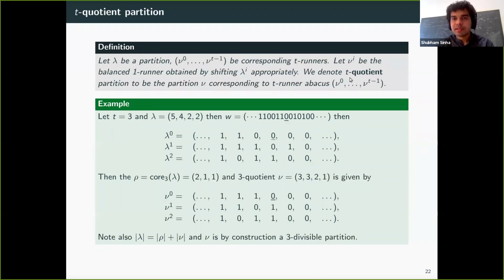So as I promised earlier, I'll define the T-quotient partition. It's nothing but, you look at this partition.